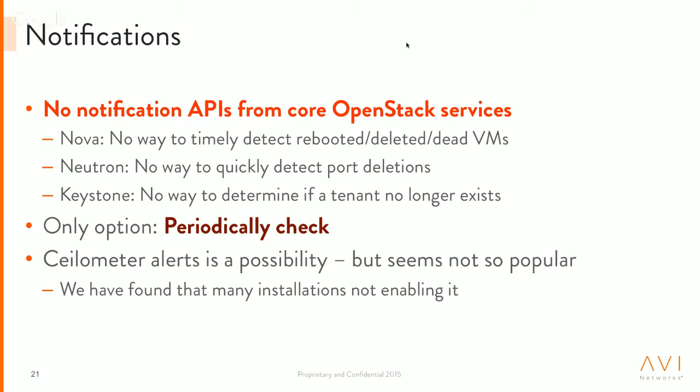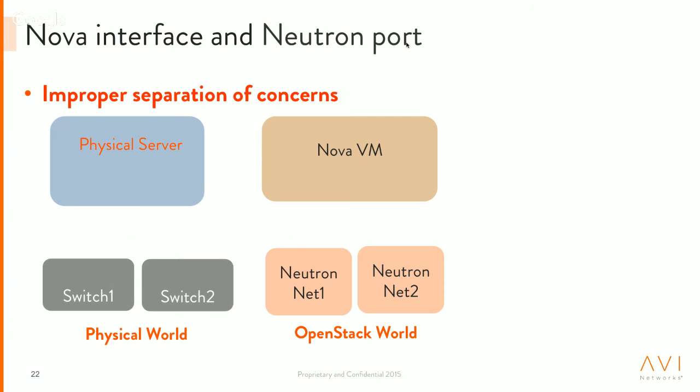Any other things? Okay, so this is one of the other things that I think happened because OpenStack grew organically, in the sense that Nova initially had networking as part of it, and slowly Neutron got built, and also because of some engineering constraints. There is no proper separation of concerns between the Nova network and the Neutron port, the Nova interface and the Neutron port.